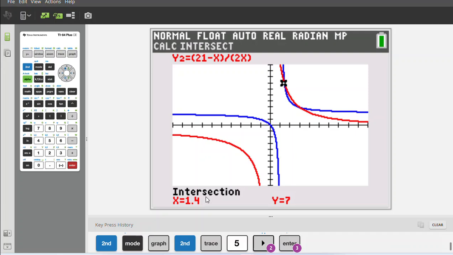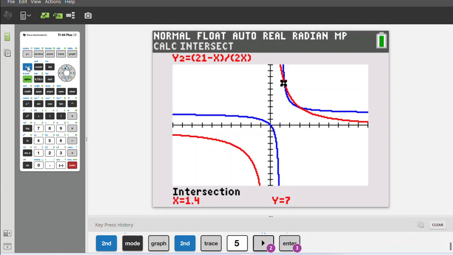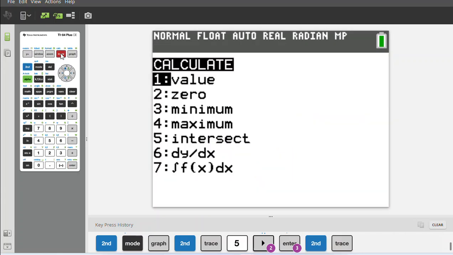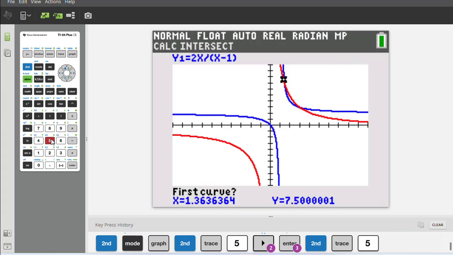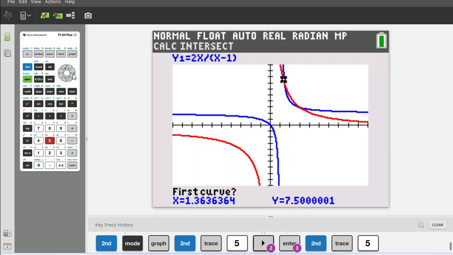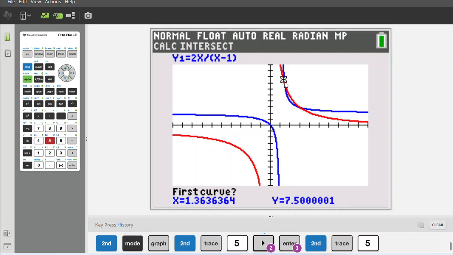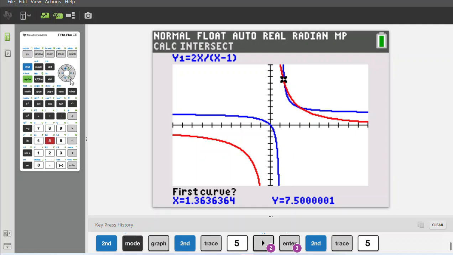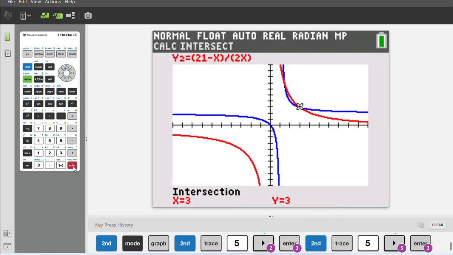I'm going to show you that one more time, okay? Second, trace, intersect. And the cursor was not here, it was over here. So we pressed the right arrow 2 times, that got us over here. You just press it until you see your cursor here. And then you press enter, enter, enter. Now this time I want this answer right here, so I'm going to try pressing right again. Yeah? Okay. Until I get closer to it. And then I'm going to press enter, enter, enter, and there's my x equals 3 answer.